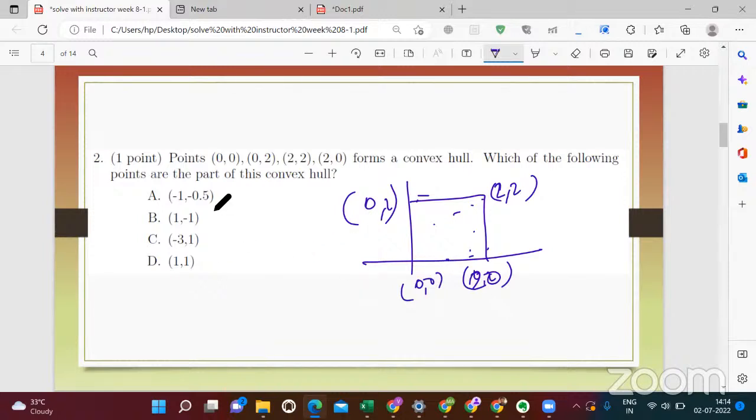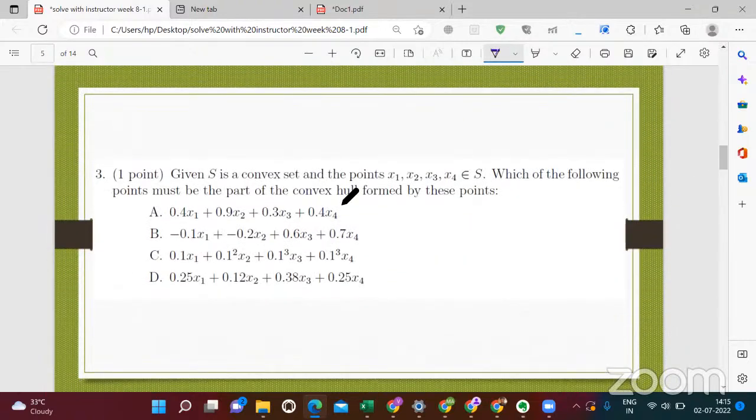So under this, I guess this is not there, this is also not there. So only D is inside this. So D is a part of the convex hull itself. The next one is okay. Whatever property I told you in the earlier question can be utilized here to know which of the following points must be part of the convex hull formed by some points x1, x2, x3, x4. These are basic properties of the convex hull.